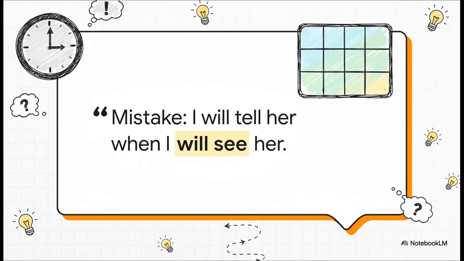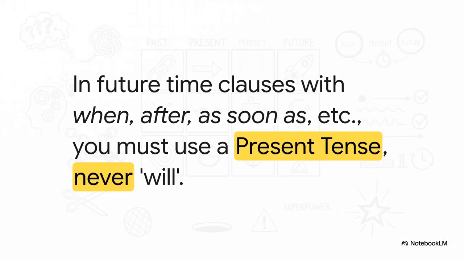All right, ready for trap number 2? I will tell her when I will see her. Now this one seems logical, right? Both things are happening in the future, so you should use will for both. Makes sense? But nope. Here's the trick. In a part of a sentence that starts with a time word like when, as soon as, or after, you actually use a present tense form, even when you're talking about the future.